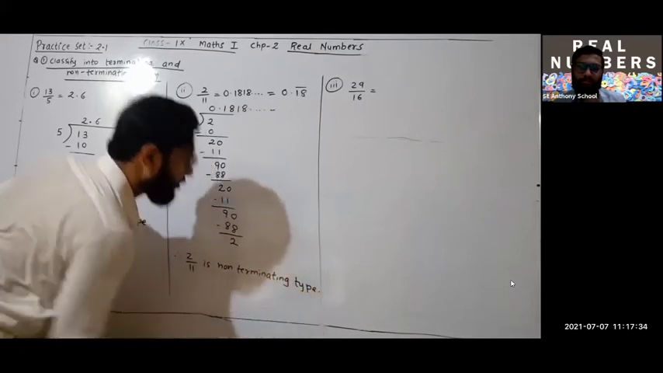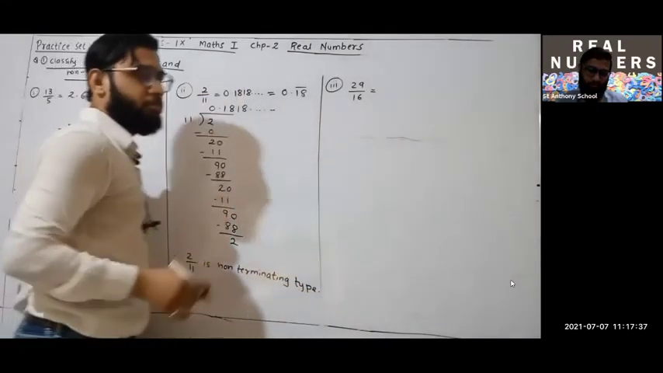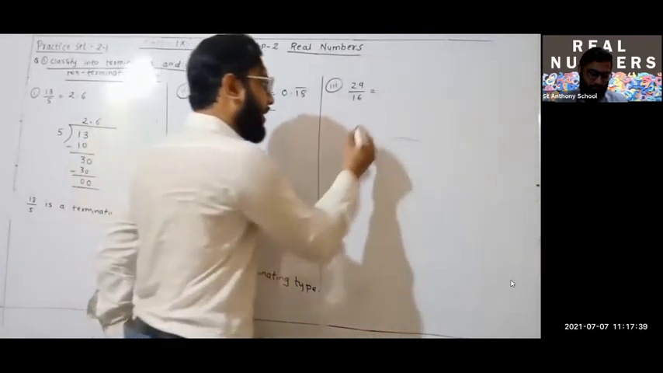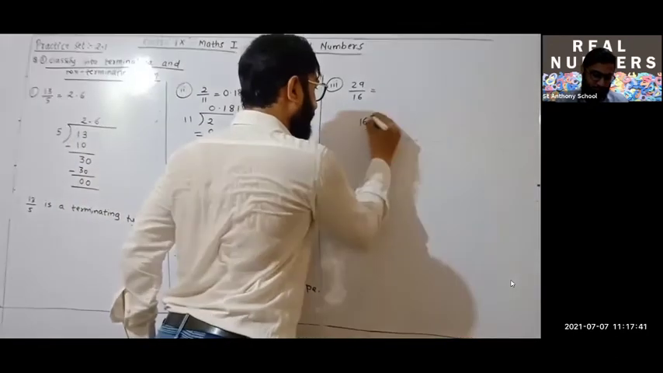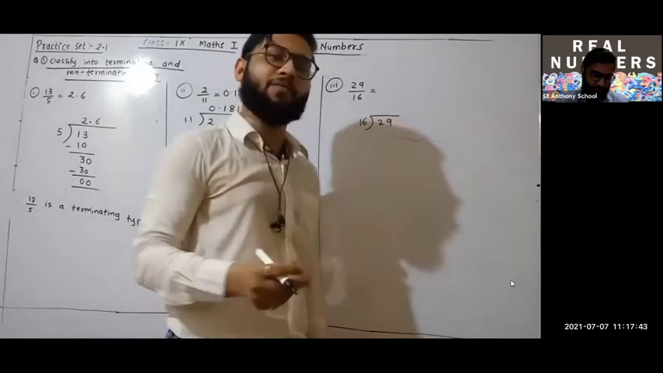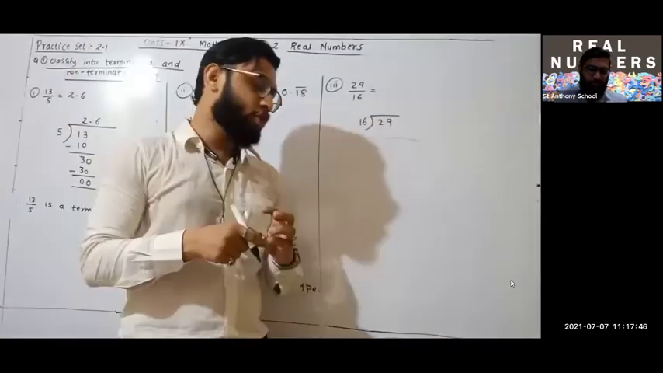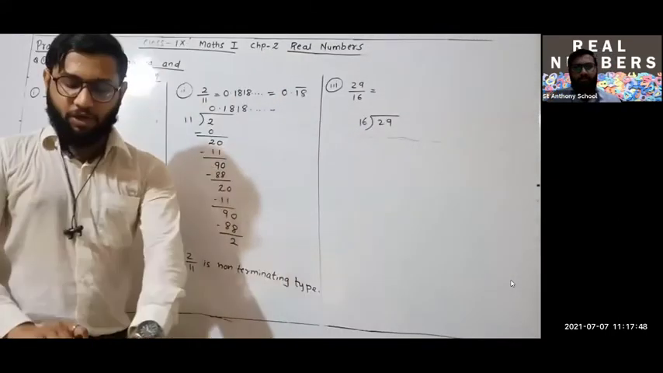Non-terminating type. Clear? Okay, now we will move towards the next part. This is 16 outside, 29 inside, and obviously 16 is the smaller number, 29 is the larger number. So what will you do? We will do the sum.